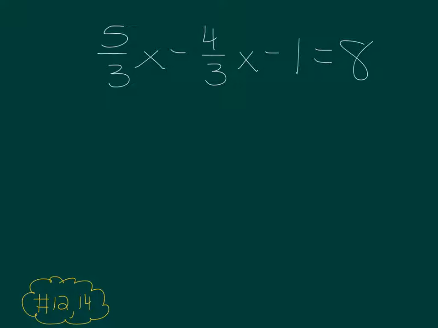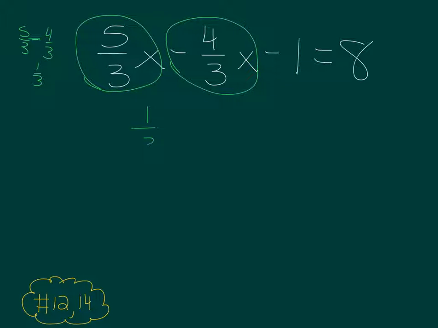Okay, this is probably the scariest looking problem we've seen so far, but it's really not bad. Okay, I've got 5/3 x minus 4/3 x minus 1 equals 8. Do I have any distributive property? No. Do I have any like terms? I do. 5/3 x minus 4/3 x. Okay, now how do you subtract 5/3 minus 4/3? They have the same denominator, so it's just 5 minus 4, which is 1/3. So this becomes 1/3 x minus 1 equals 8.